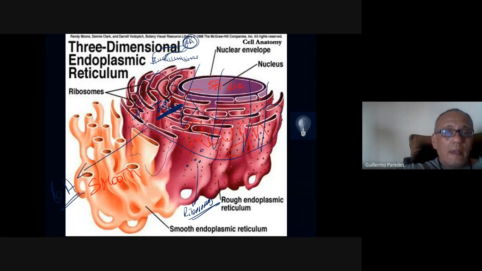You okay with that? Here we have the primary protein, most likely here the secondary protein, some tertiary, and when they go to the Golgi apparatus, the protein becomes tertiary and quaternary protein. We okay?